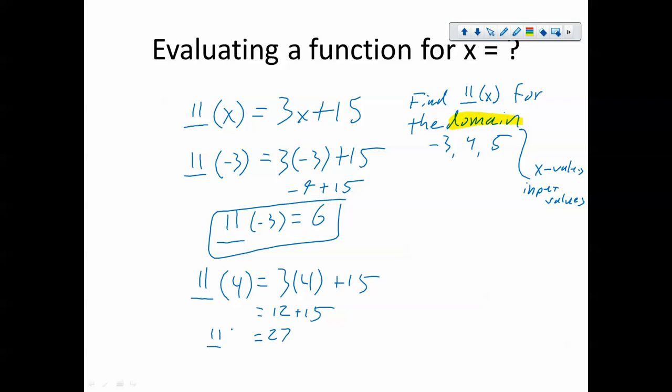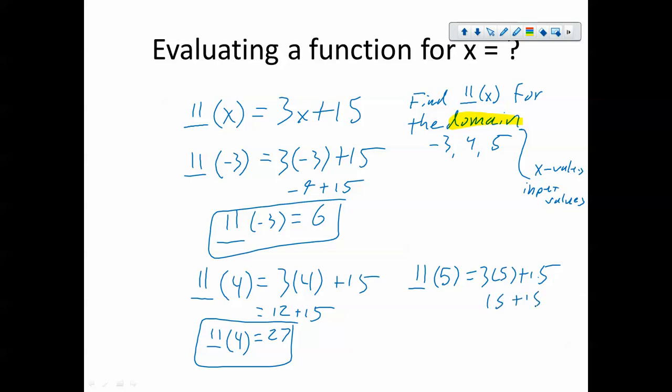So neutral face of 4 equals 27. And we're going to do it one more time for 5. Neutral face of 5. That's a funny looking 5. And let's try that again. 5. There we go. Equals 3 times 5 plus 15. Turns out that that's 15 plus 15. So neutral face of 5 equals 30.